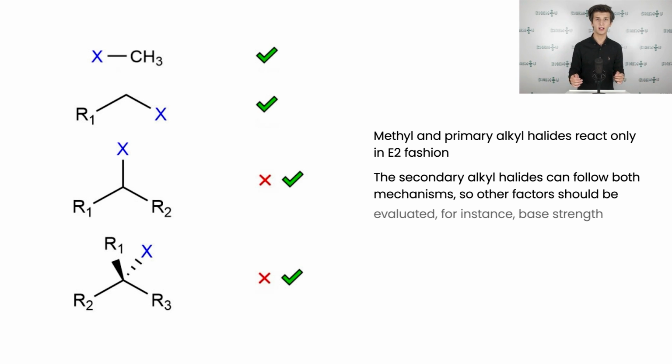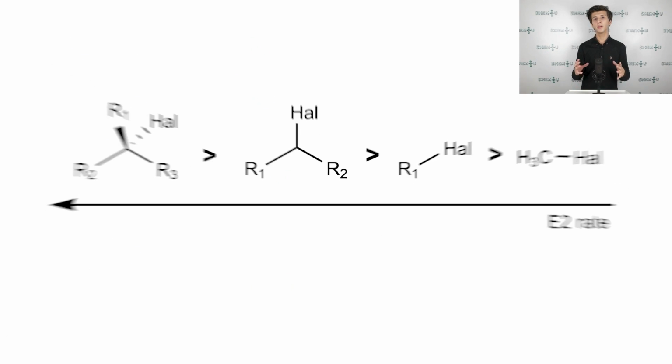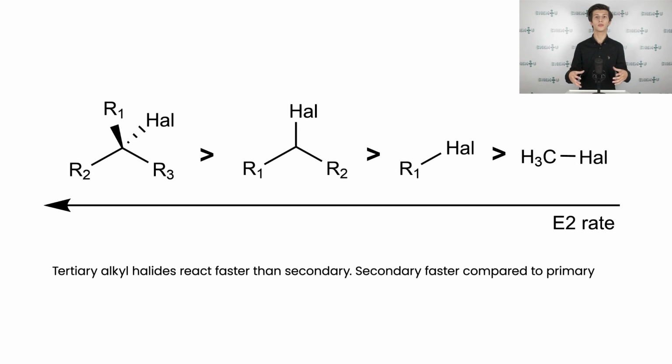The secondary alkyl halides can follow both mechanisms. In order to correctly predict mechanism for them, other factors should be taken into consideration, namely base strength. The same is true for tertiary alkyl halides. If we compare the rates of E2 elimination for tertiary, secondary, and primary alkyl halides, we will notice that reaction rates decrease in this row.